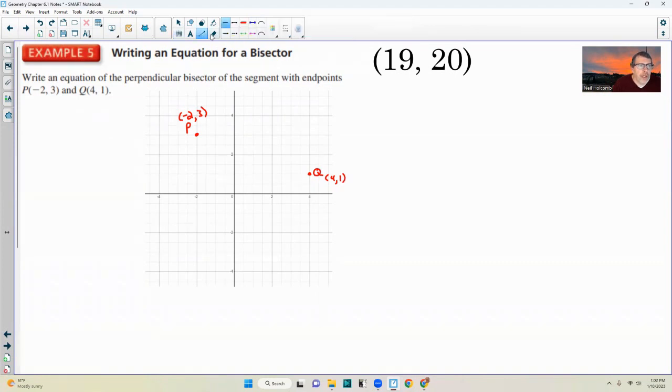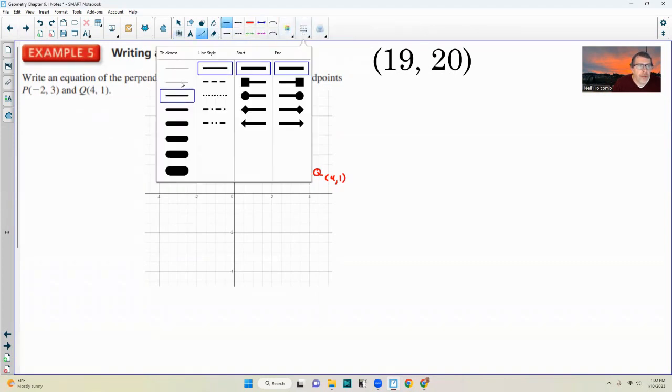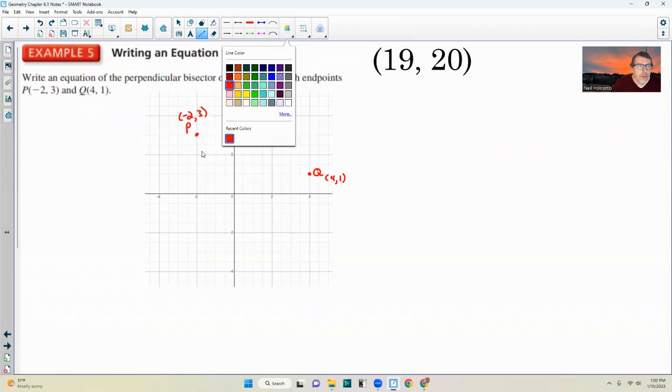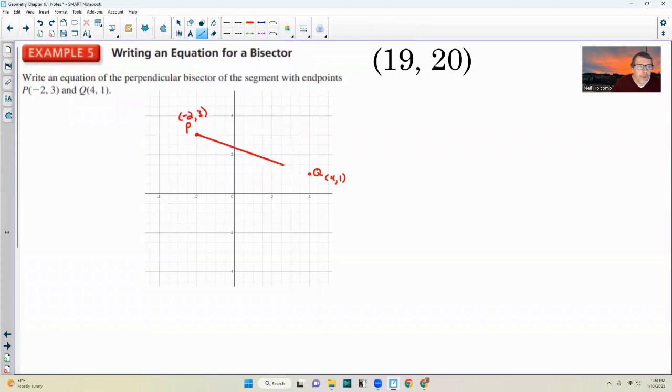Okay, so now I'm going to draw a segment from P over to Q. So there's our segment PQ. So it says write an equation for the perpendicular bisector of the segment. So what I want to do, if this is a review question, really, I want to find the slope of PQ. Actually, we want to find the midpoint. We want to find a point on the perpendicular bisector.